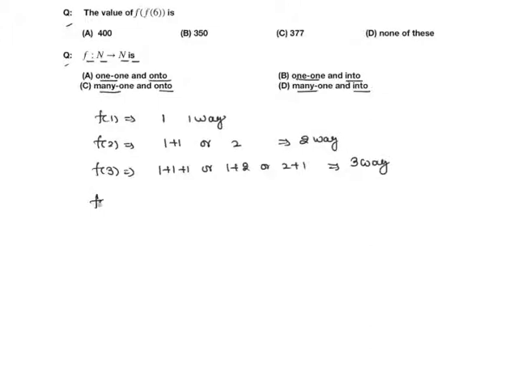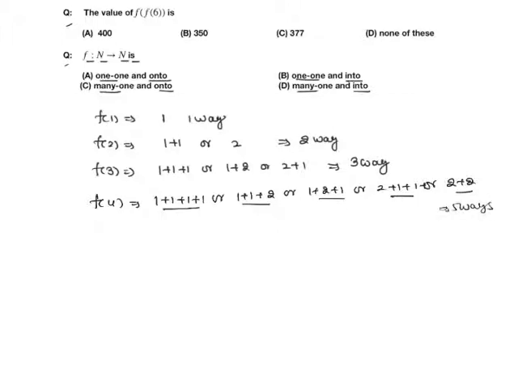Similarly f of 4. So f of 4 is what? 1 plus 1 plus 1 plus 1, or 1 plus 1 plus 2, or 1 plus 2 plus 1, or 2 plus 1 plus 1, or 2 plus 2. So there are 1, 2, 3, 4 and 5 ways.